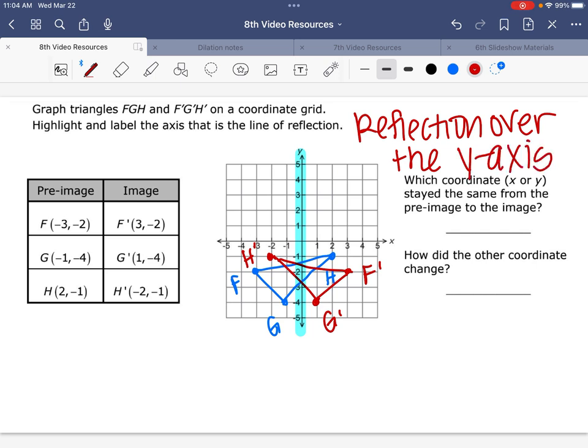We want to know which coordinate, x or y, stayed the same from the pre-image to the image. And if I look, that's my y-coordinate. So my y-coordinate stayed the same here, and then my x-coordinate is the one that changed sign.